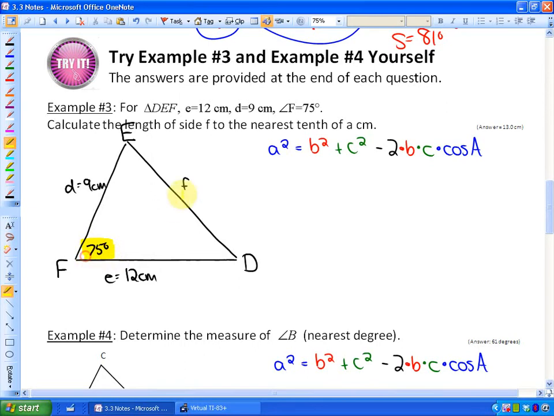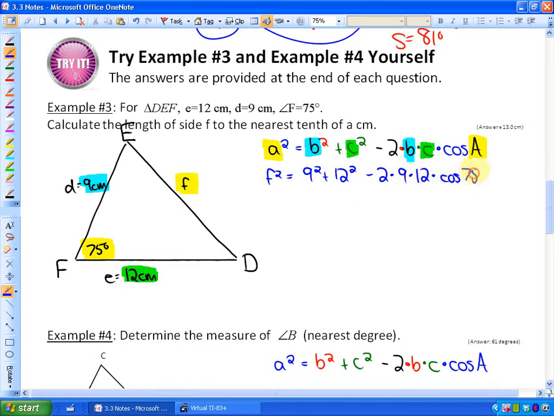As I mentioned, your angle and the side you're solving for need to replace the uppercase and lowercase A in the cosine law all the time. Where the other two go, the 9 centimeters replacing lowercase b or lowercase c, and 12 replacing lowercase c or lowercase b, doesn't matter. So let's set this up. It's going to be f squared is equivalent to 9 squared plus 12 squared minus the product of 2 times 9 times 12 times the cosine of 75 degrees.